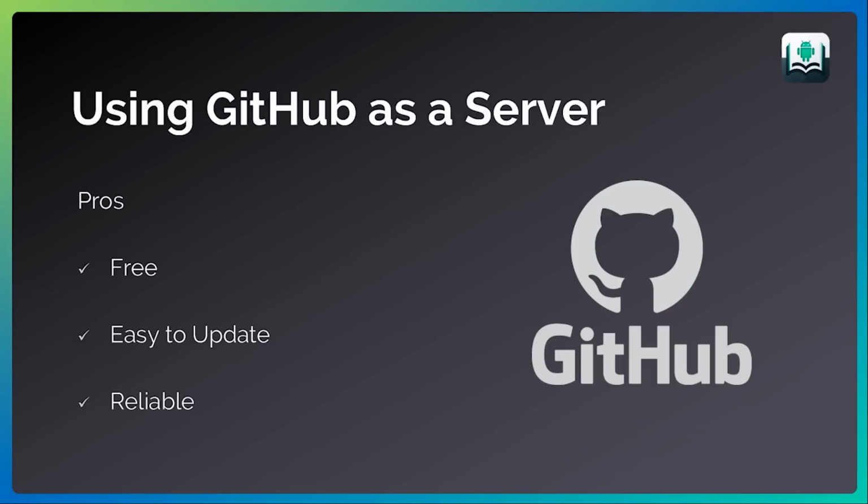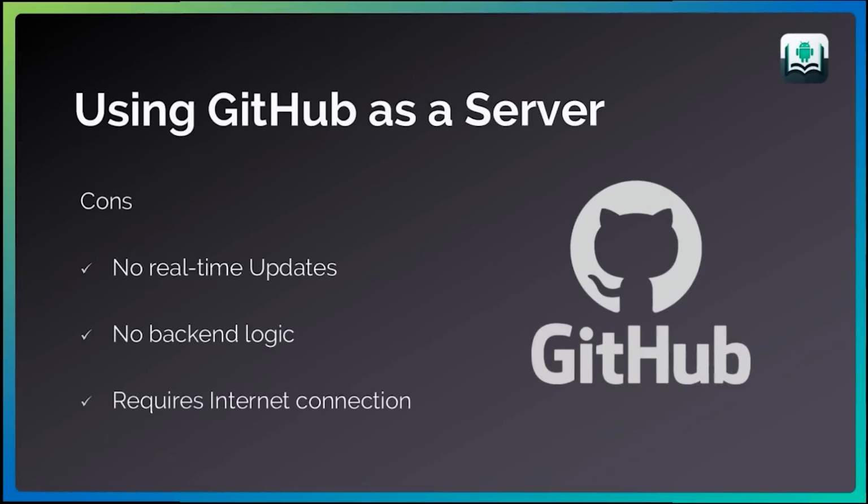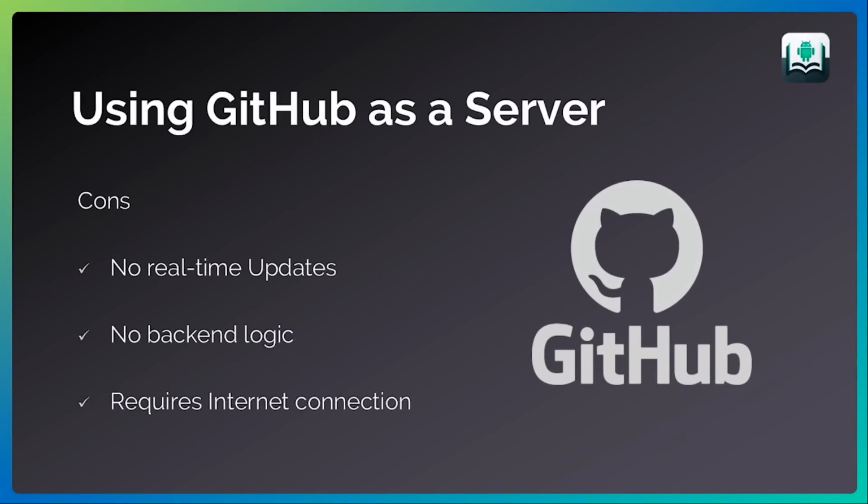But as always, everything has some cons also. Here the changes don't appear instantly. The app needs to refresh data manually. One of the biggest cons is we can't process data like user comments or ratings directly on GitHub. And next, the app won't load new blogs if the user is offline.